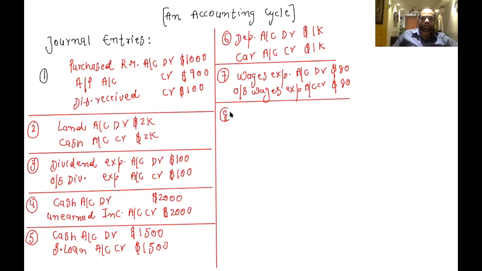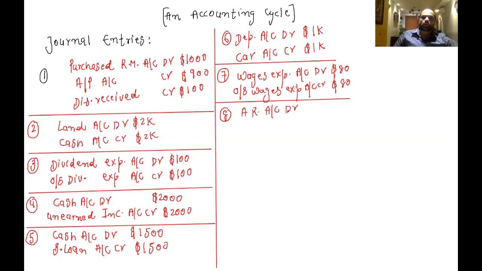Number 8. We have account receivable for debit. Wait, let me read number 8 so other students can understand which one is number 8. So number 8 is the product sold to customer on credit at 5,000. Yes, now tell me. So I have account receivable for debit 5,000 and selling products credit for 5,000. Yes, so accounts receivable account debit.